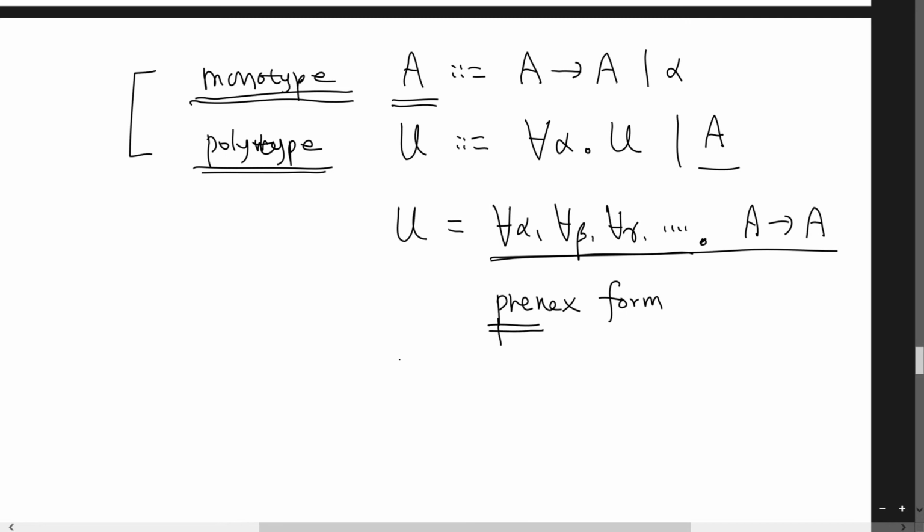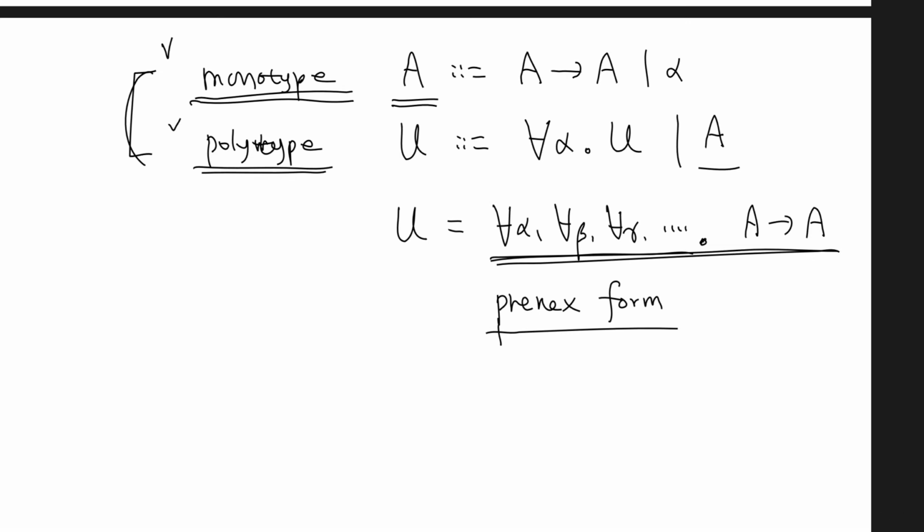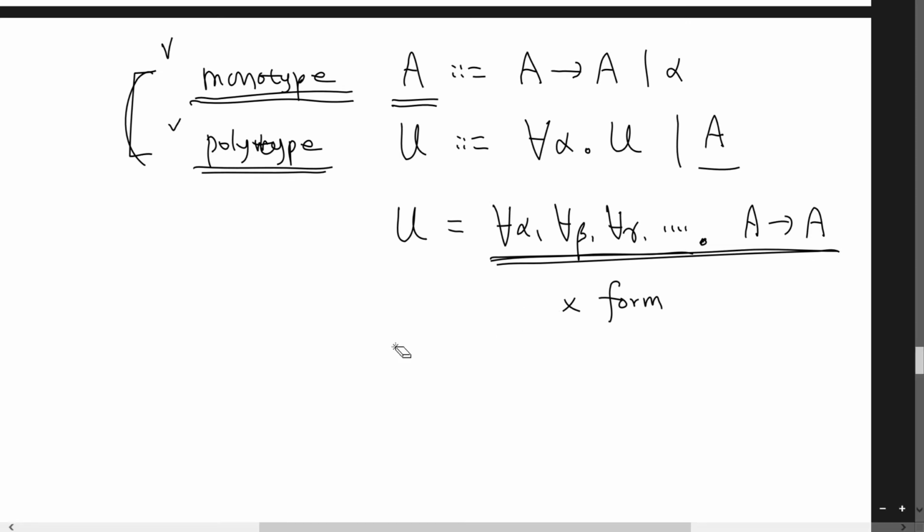always appear in the prefix. So here, this denotes a prefix. So we say that a type written in this form is written in the prenex form. So now we have finished introducing the two different sets of types, monotype and polytype. And what about expressions?